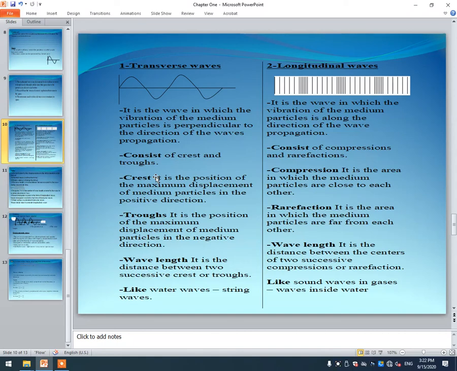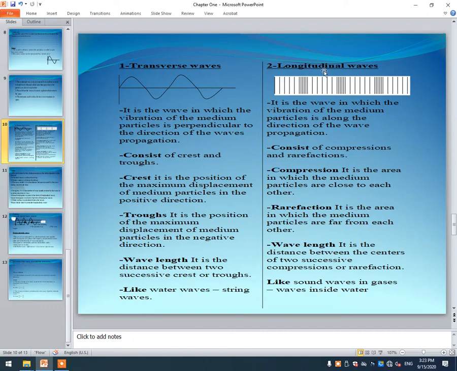Now we are ready to move to discuss the longitudinal wave, but before moving I want to repeat this for you. The factor which helps you to know the transverse wave is the theta between the direction of wave propagation and the direction of motion of the molecules of the medium. If this angle equals 90 degree, then you can say that this wave is called a transverse wave.